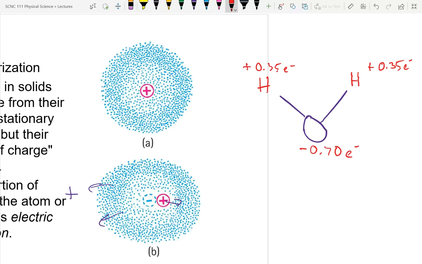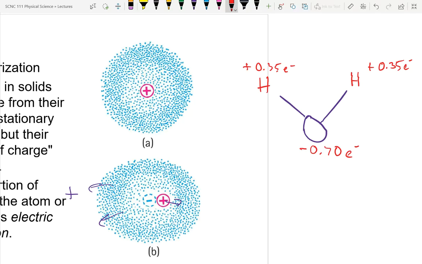So the water has a positive side and a negative side. If I bring a positive charge near the water, it'll rotate around so the negative is close to the positive. The negative will be closer than the positive, so there's a stronger force, and it's attractive.